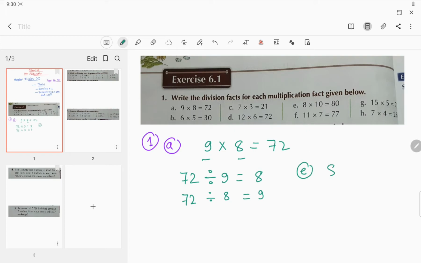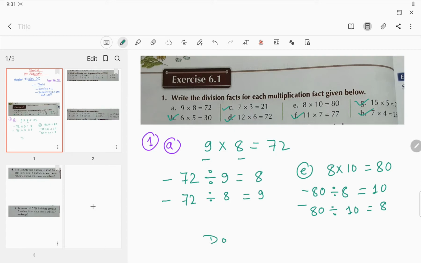Similarly, question number 1e, how to solve? It is given 8 cross 10 equal to 80. That means if you divide 80 by 8, you will get 10, and if you divide 80 by 10, you will get 8. So these are the two division facts. The rest of the parts, that is B, C, D, F, G, H, try to do, try to learn, and do it in your copy.